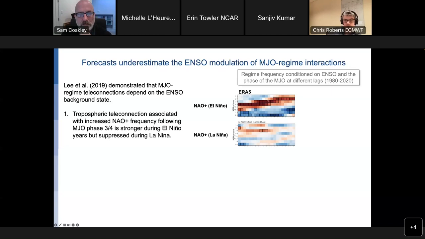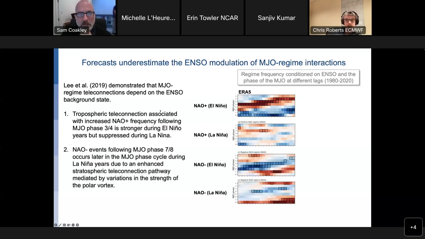so you don't see this significant amplitude modulation of the MJO teleconnections during the La Nina. We can also look at the negative NAO, and in this case, the interesting signal is that during La Nina conditions, the increased likelihood of a negative NAO is shifted more towards later MJO phases and longer lag.